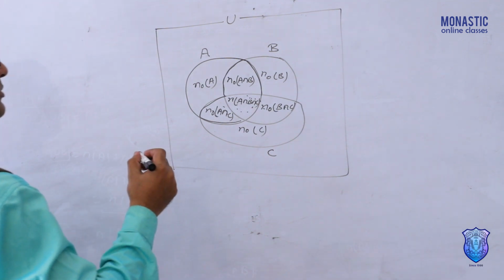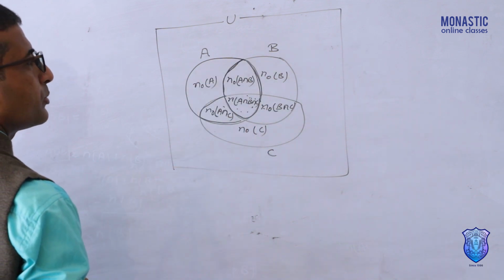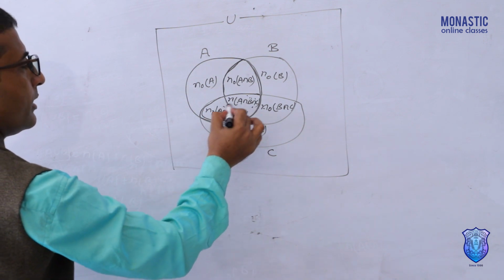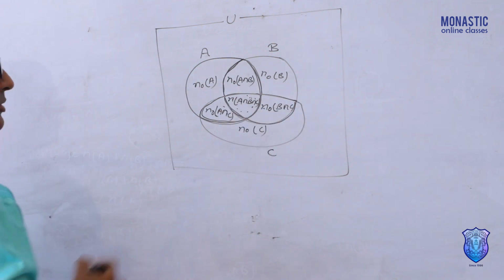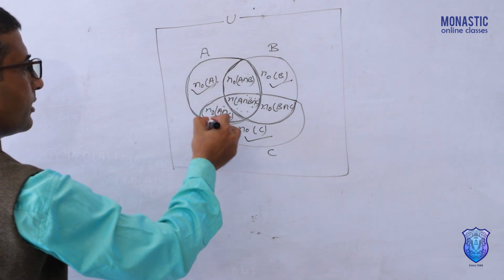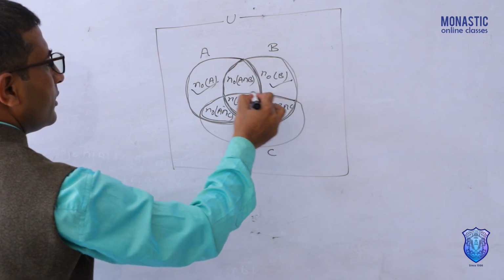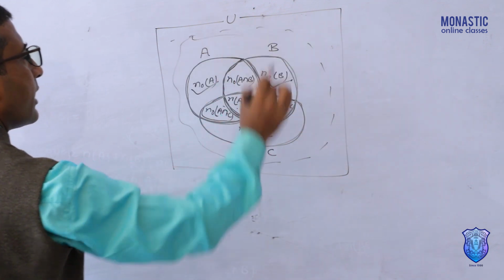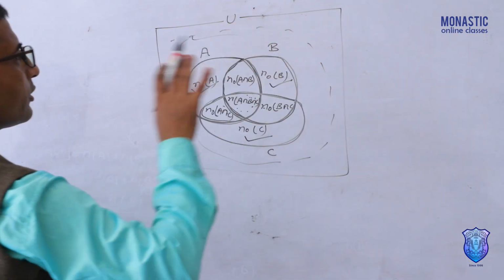Then if we say this whole is number of A intersection B, this whole number of A intersection C, this whole number of B intersection C. This is only A, number of only B, number of only C. This whole circle represents number of A, this whole circle represents number of B, this whole circle represents number of C. And the number which will be outside this represents A union B union C complement, and the whole of these represents the universal set.